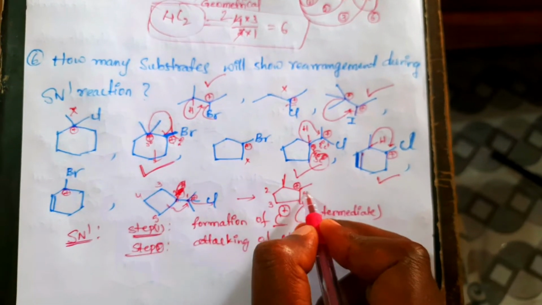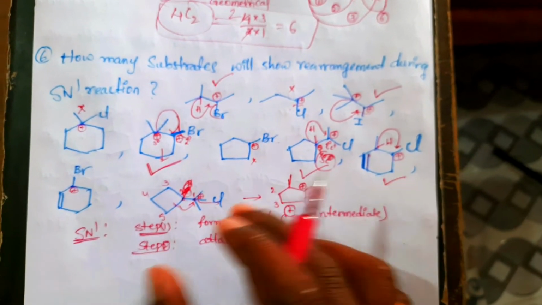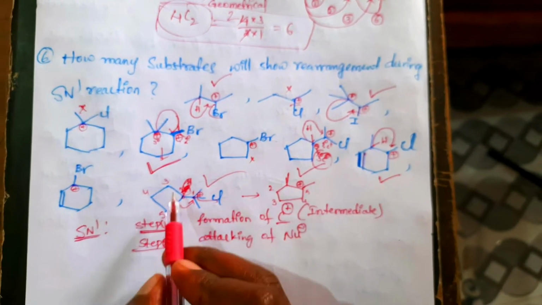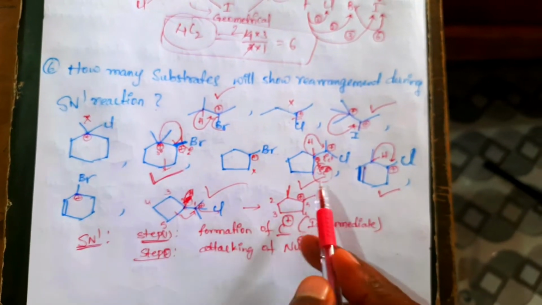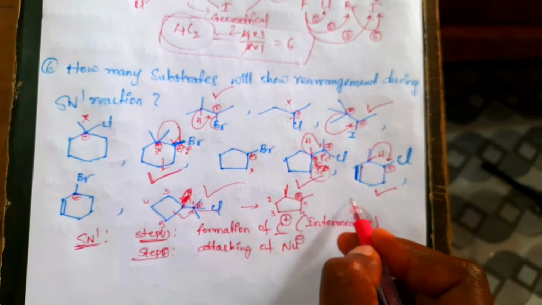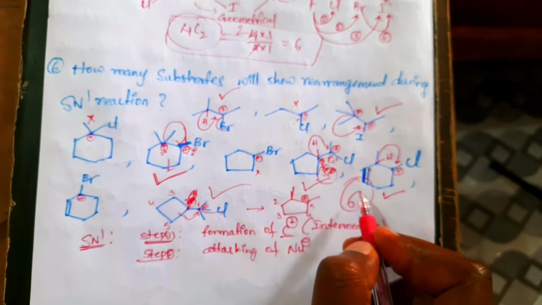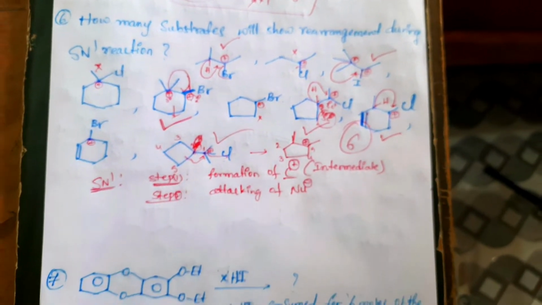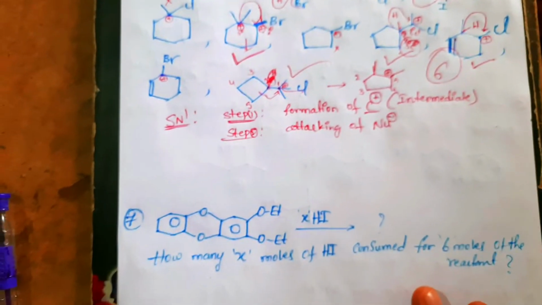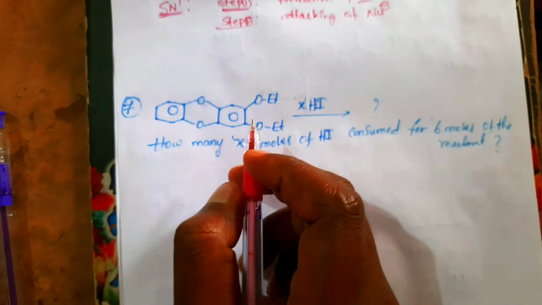So here in the fifth carbon we are getting positive charge. Here the nucleophile attack takes place. That is, it is participating by rearrangement reaction. How many? 1, 2 and 3 here, 4, 5, 6. Total rearrangement reactions take place. How many here? 6 particles will undergo rearrangement reaction. Is that clear?